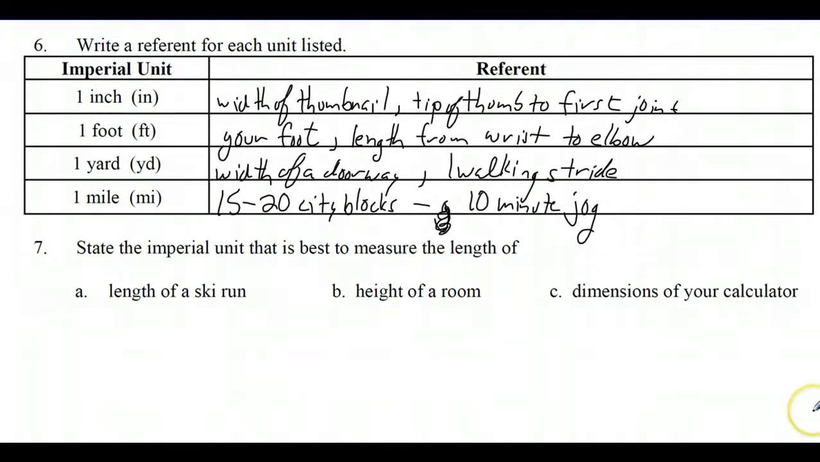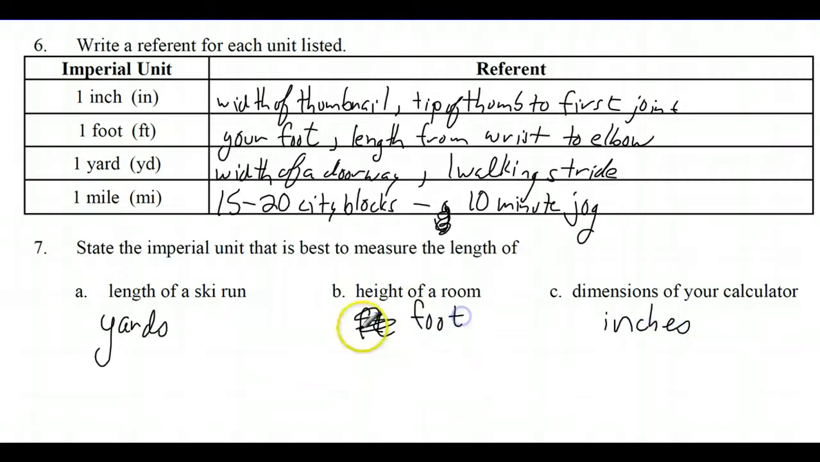State the imperial unit that is best to measure the length of a ski run. Well, ski run you'll probably measure in yards. Height of a room, feet. Dimensions of your calculator, inches. Let's say foot. Yard, inch. There.